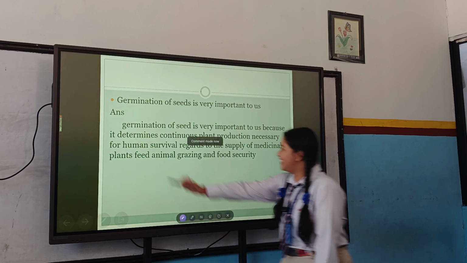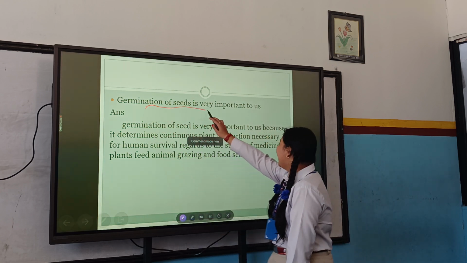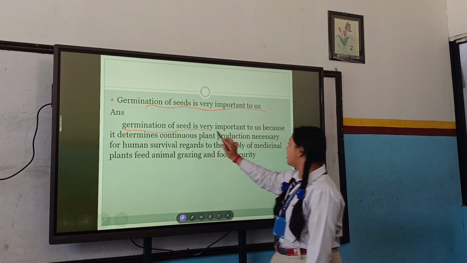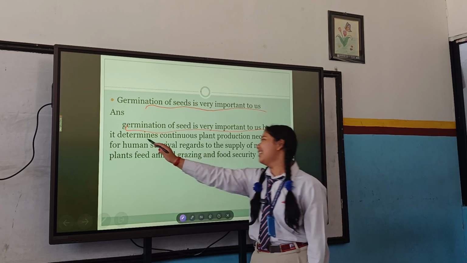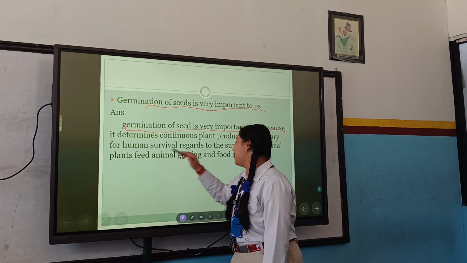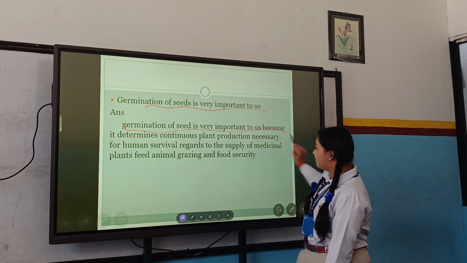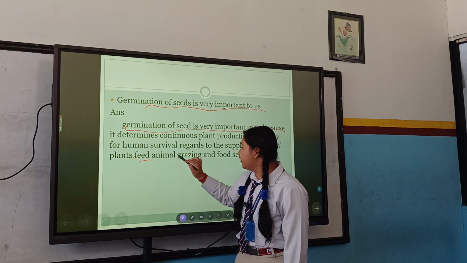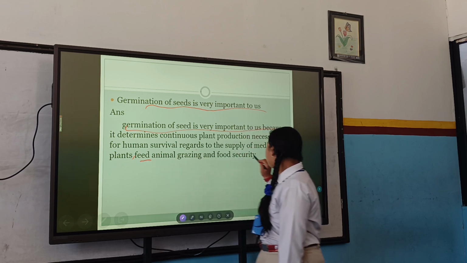Germination of the seed is very important to us because it determines continuous plant production necessary for human survival, with regard to the supply of medicinal plants, feed for animal grazing, and food security.